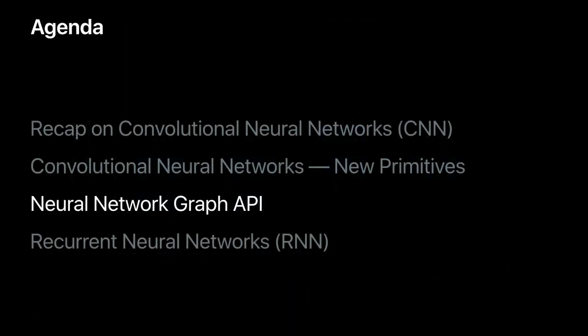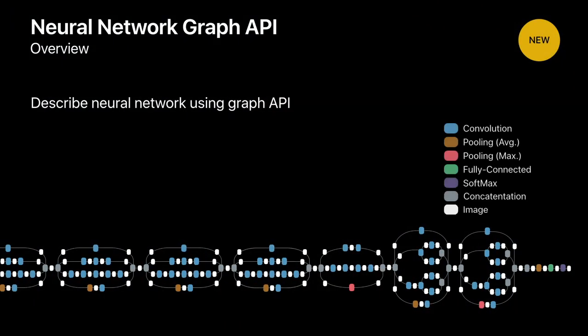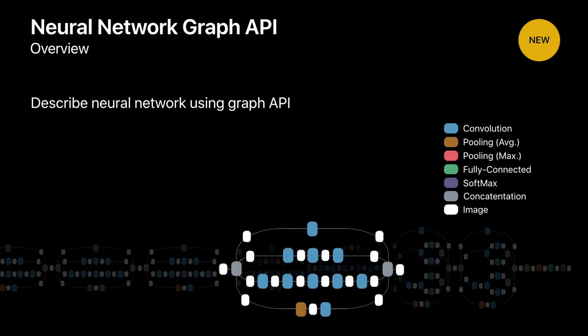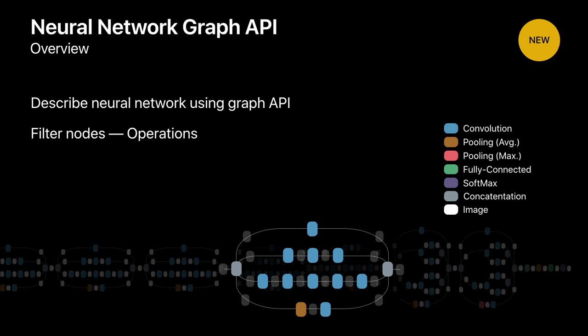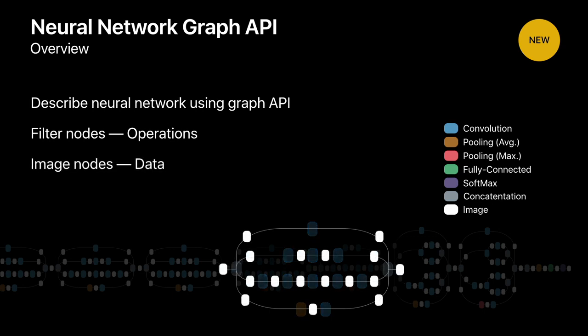And now let's talk about the new neural network graph API. So neural networks are commonly described using a graph abstraction, like this visualization of the Inception v3 network. And we're now allowing you to do just this using the new graph API. So let's zoom in on one of these Inception modules. You have filter nodes, which describe the operations that you can perform on your data, such as convolution, pooling, etc. And you have image nodes, which describe how the data flows between these different operations.